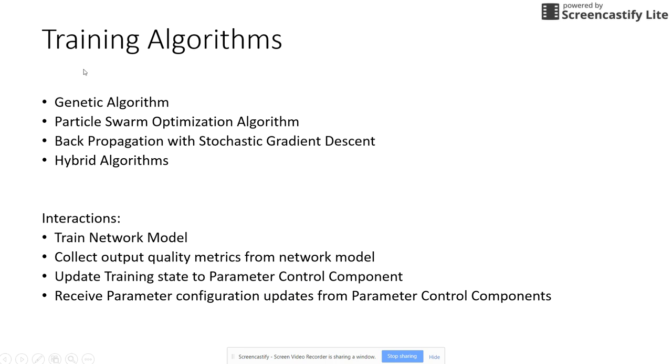So the training algorithms that are considered so far are genetic algorithm, particle swarm optimization algorithm, back propagation, stochastic gradient descent, and then hybrid algorithms based on the parameter control. The interactions are training the network model, then collecting the feedback from the network model, and then updating the training state based on the parameter control. This can be like updating the crossover rate, mutation rate, population size, or also switching to a whole new training algorithm.